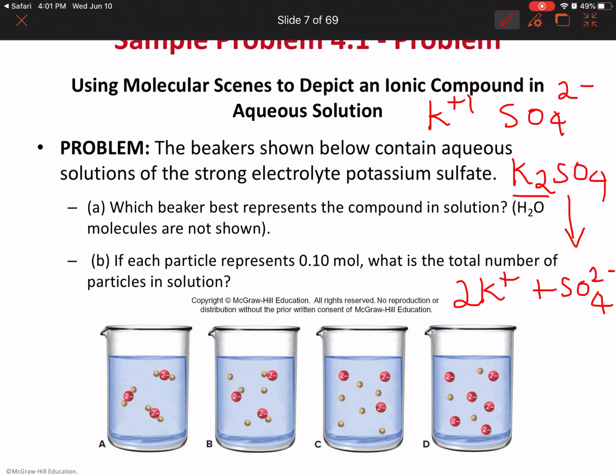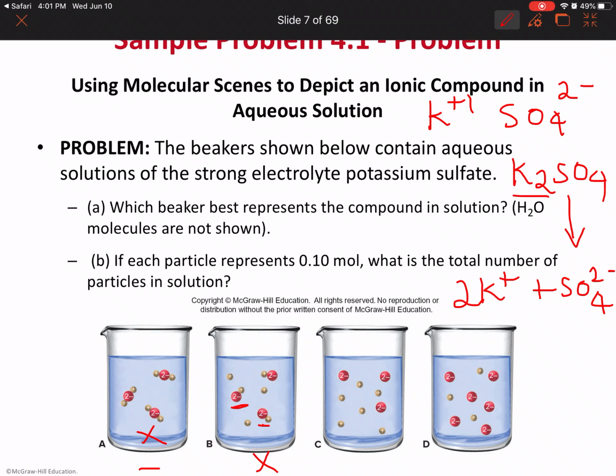It's asking which beaker represents the compound in solution. Now A, you can see sulfate ion -2 and 2 positives, they are all bound together. So this is not correct because it's not dissociated into ions. In the water, water molecules come and surround the molecules and separate them. So that's not correct. And what about B? B, you have a +1 and -2, meaning 1 potassium and 1 sulfate are still intact, which is also not true. So that's the wrong one as well.